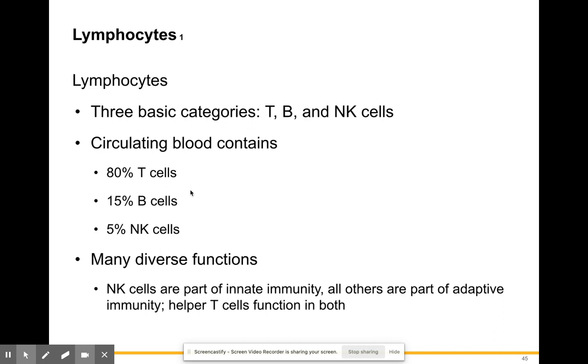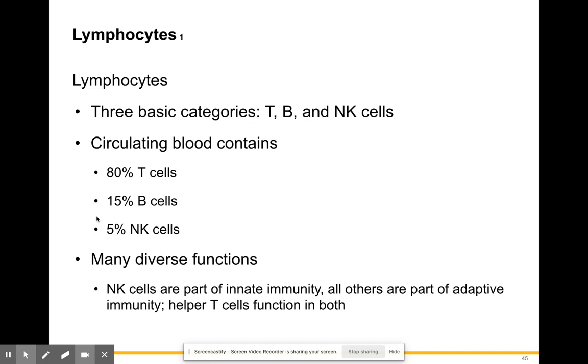15% of the lymphocytes in your blood are going to be B cells, and those are going to be cells that produce antibodies, and we'll talk about those later. And the least amount of lymphocytes that you have in your blood are going to be of the natural killer cell variety, okay? And that's only going to be 5%.